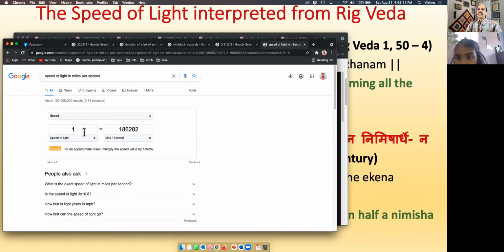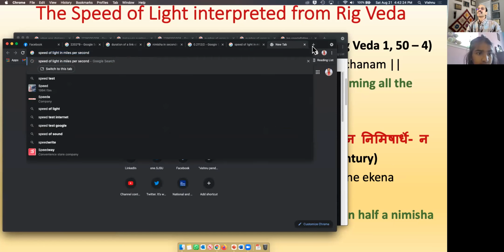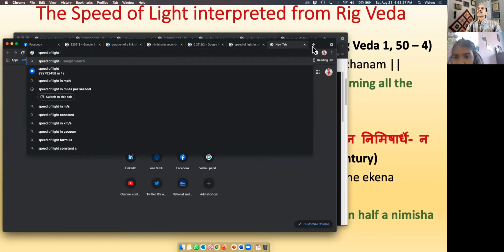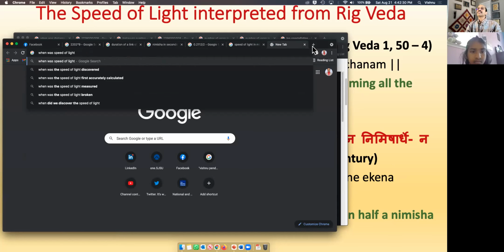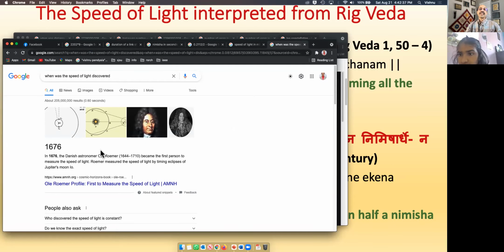So see, Sayana lived in the 14th century. Wow. And when was this speed calculated? According to the world, when was the speed of light discovered? 1676. And Sayana lived in 1300-something. So Sayana, from the Rigveda, discovered the speed of light at least 300 years before what the world thinks when it was discovered.